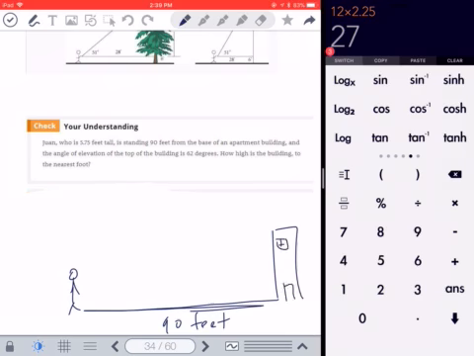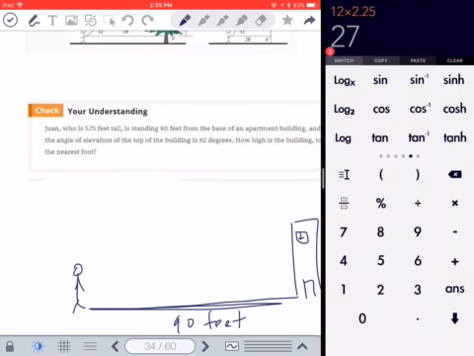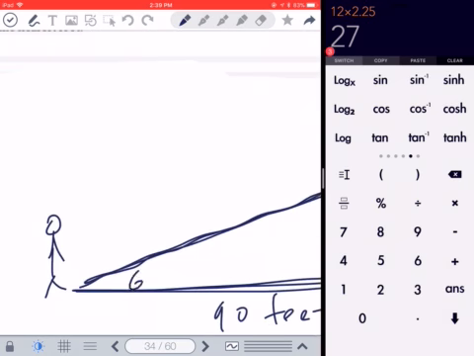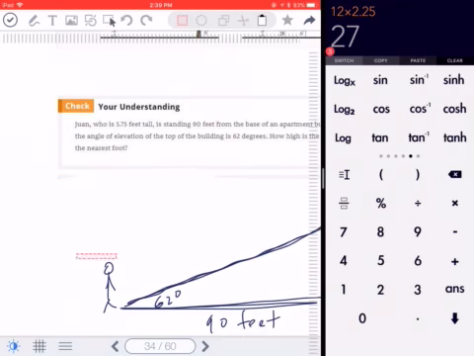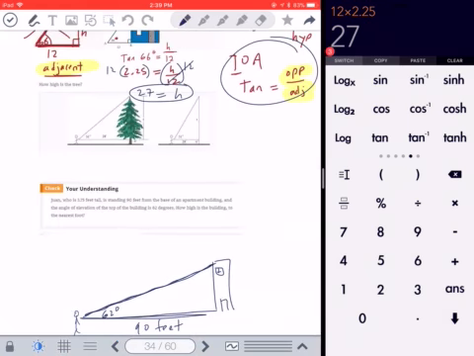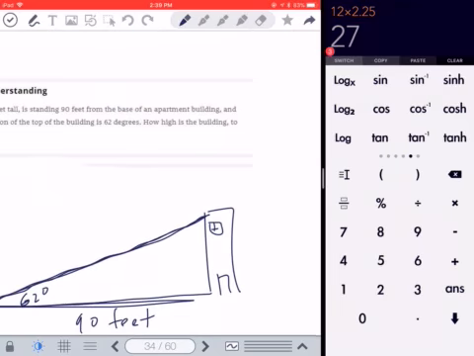And the angle of elevation, so he's looking up, is going to be right here. The angle of elevation is 62 degrees. So I have 62 degrees. Elevation means he's looking up, and really I should probably scoot him down here so his line of sight with his eyes is even with that line, something like that. Okay, how high is the building?